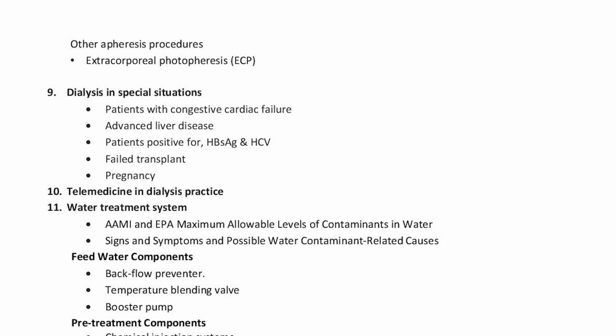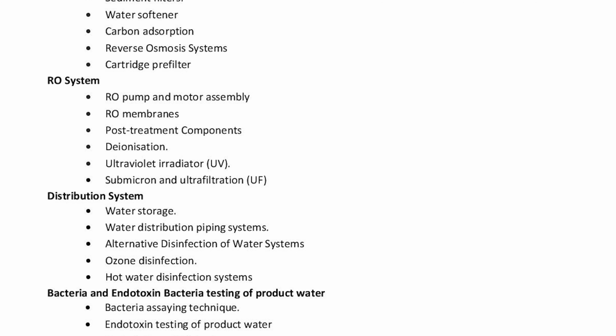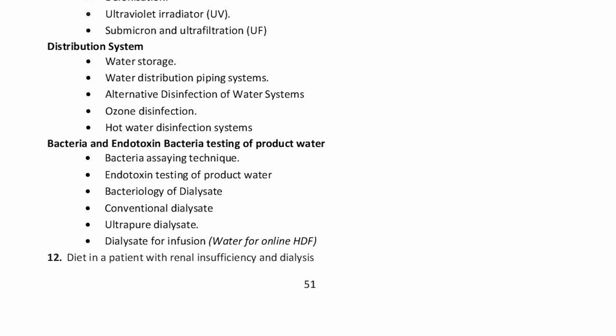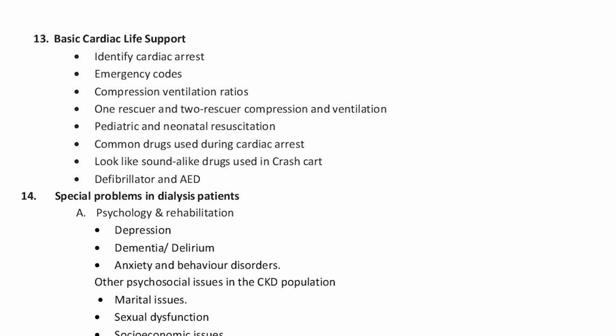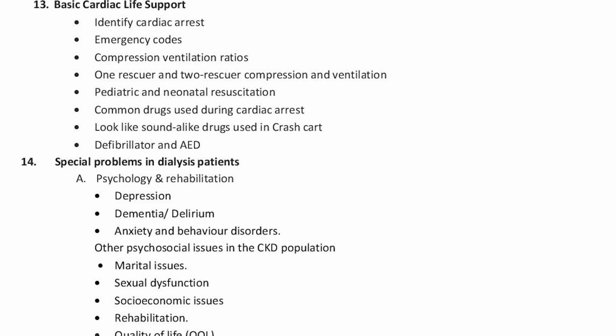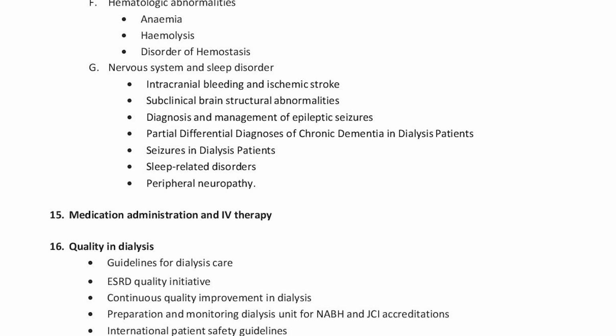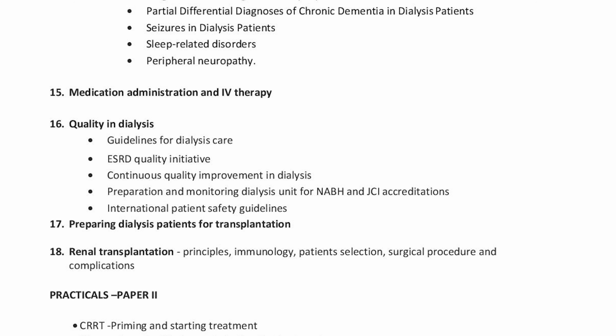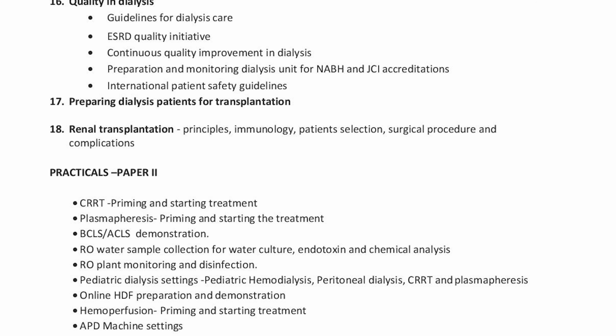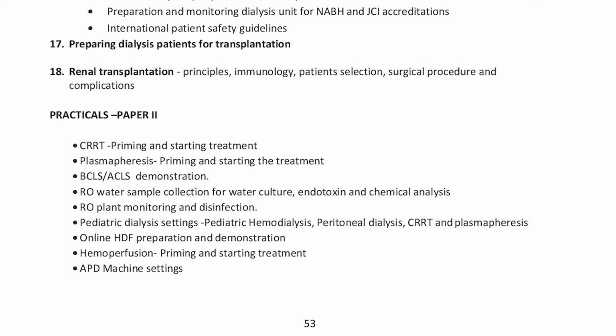11. Water treatment system. 12. Diet in a patient with renal insufficiency and dialysis. 13. Basic cardiac life support. 14. Special problems in dialysis patients. 15. Medication administration and IV therapy. 16. Quality in dialysis. 17. Preparing dialysis patients for transplantation. 18. Renal transplantation principles, immunology, patient selection, surgical procedure and complications.